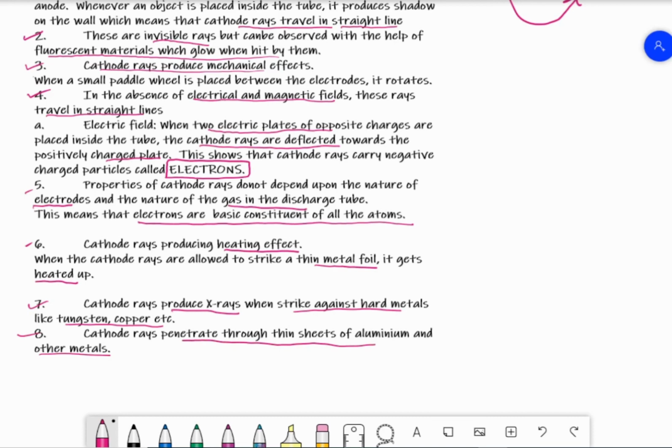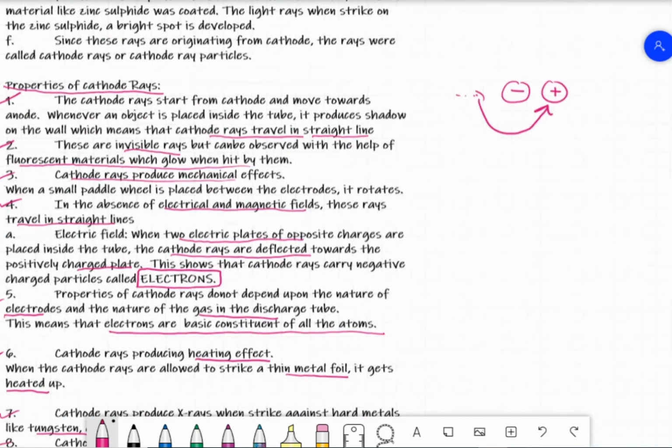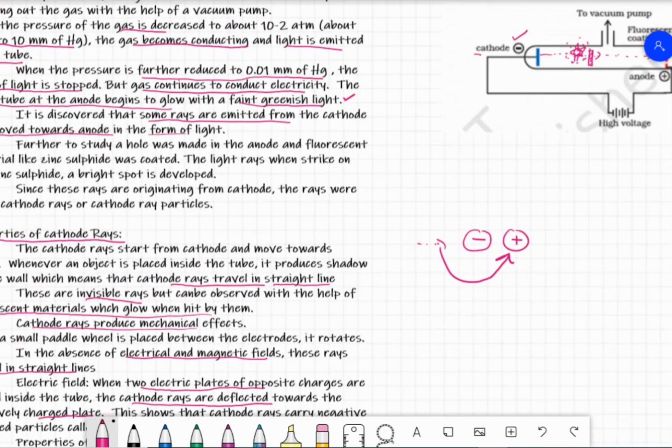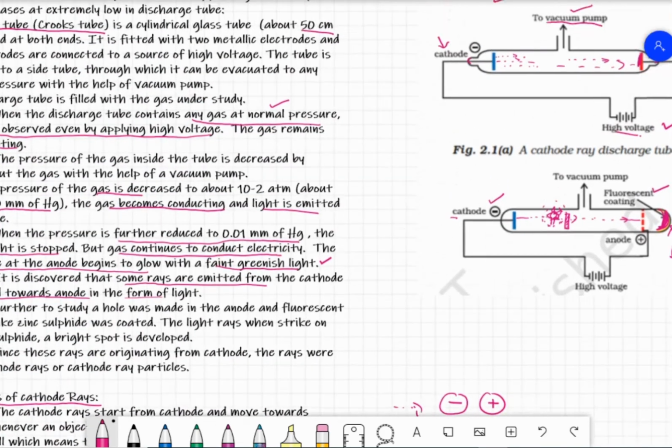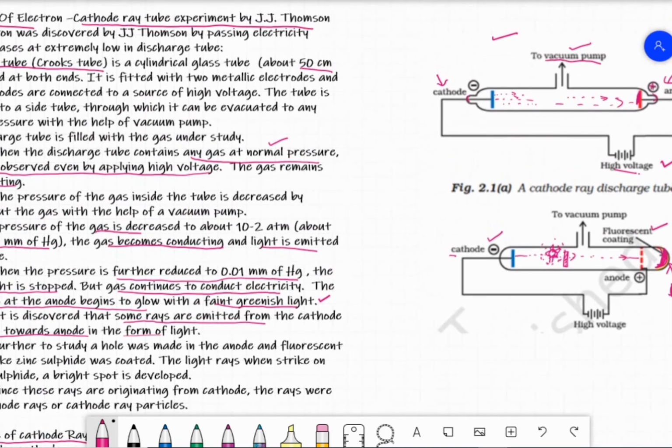Okay, children. Today we discussed the cathode ray tube experiment, which lays the foundation for the discovery of electrons. The electron was discovered by J.J. Thomson, and we call the experiment the cathode ray tube experiment or discharge tube experiment. I think you understood all the concepts well.